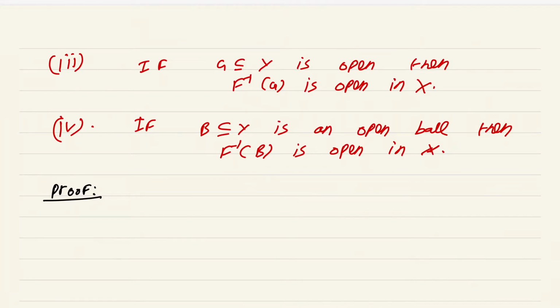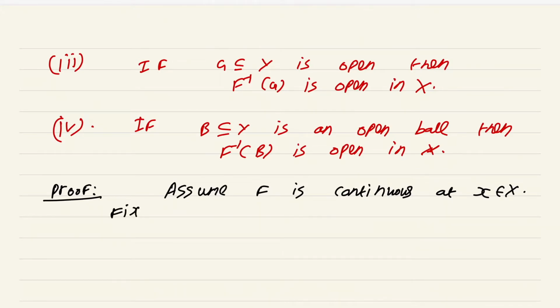So assume f is continuous at x in X. Remember, this means that whenever you have a sequence xn converging to x, the sequence f of xn converges to f of x. This is the definition of continuity we are taking. So fix epsilon greater than 0. Now we are essentially going to show that the sequential definition of continuity automatically implies the epsilon delta version of continuity.